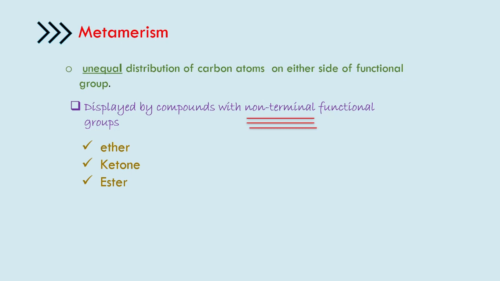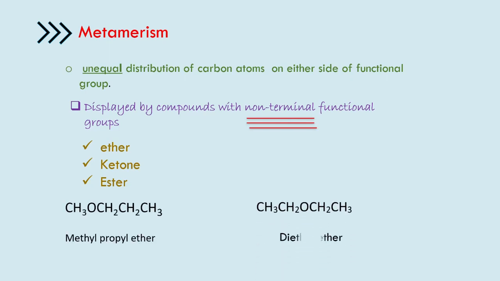Now let's take an example of this metamerism. Methylpropyl ether and diethyl ether. In methylpropyl ether, the functional group is located between two alkyl groups, which are methyl and propyl. So, directly we can say this functional group is non-terminal. So, it can show metamerism.